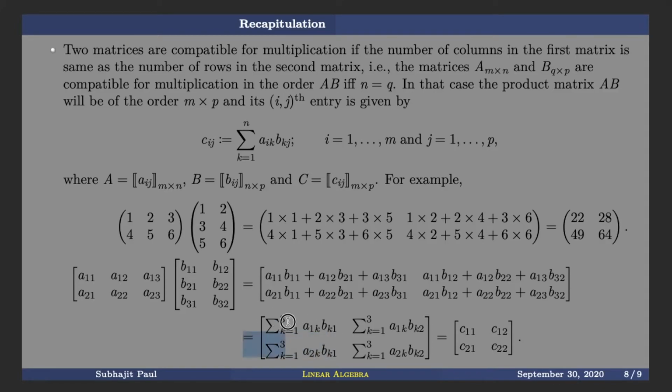I want to highlight this one. Not being highlighted, I don't know why. This entry I'm talking about. So this entry is the 1 1 entry. Row index 1, column index 1.